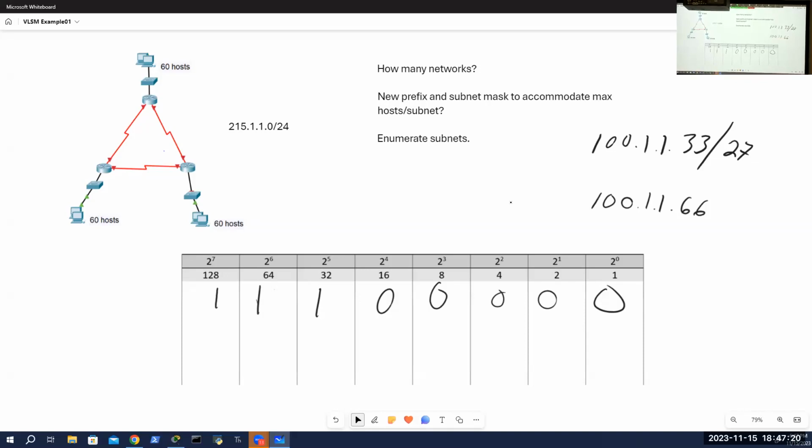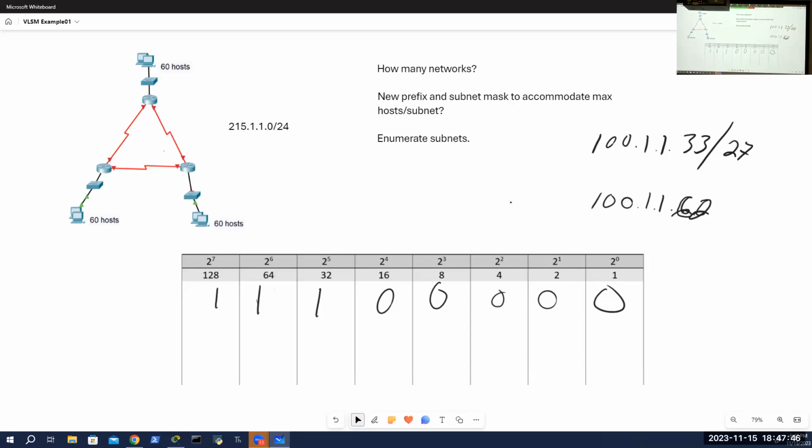Was that, if this guy was not the default gateway, if he was another, 62, then they're in the same network. Because 33 is in the 32 network, the next network is 64, so 62 is in the same network. These guys are in the same network now. So that would be a valid configuration.